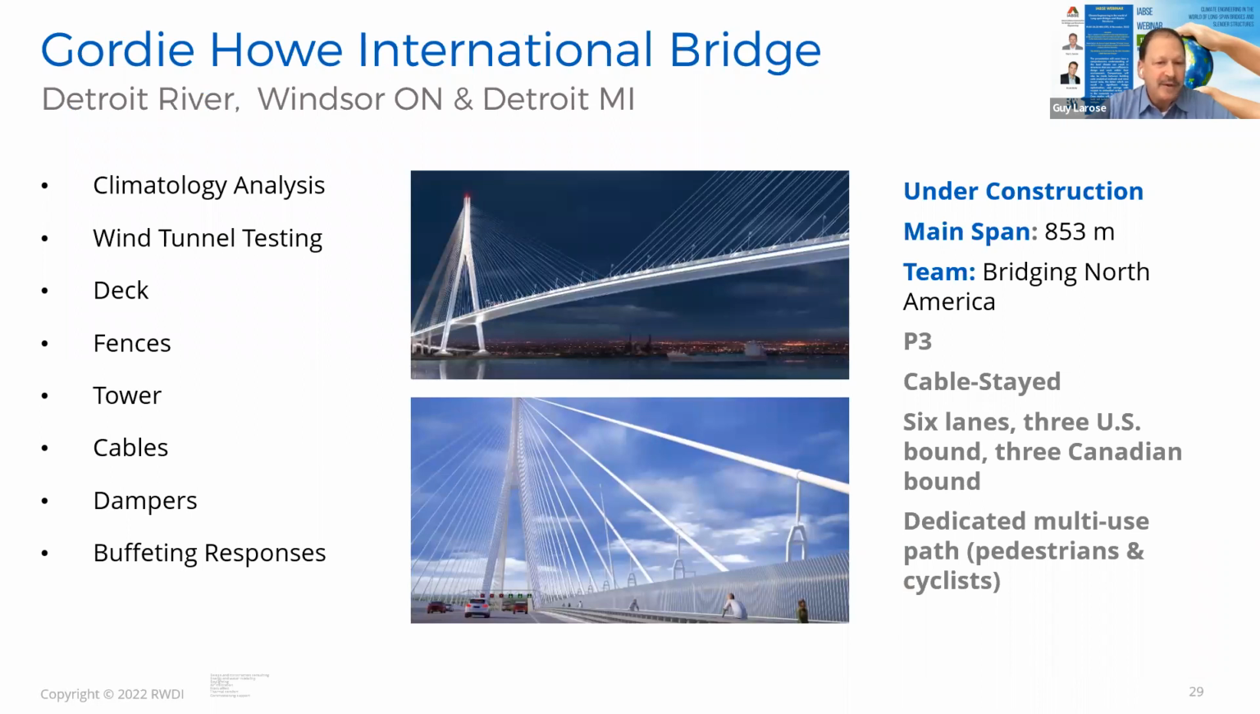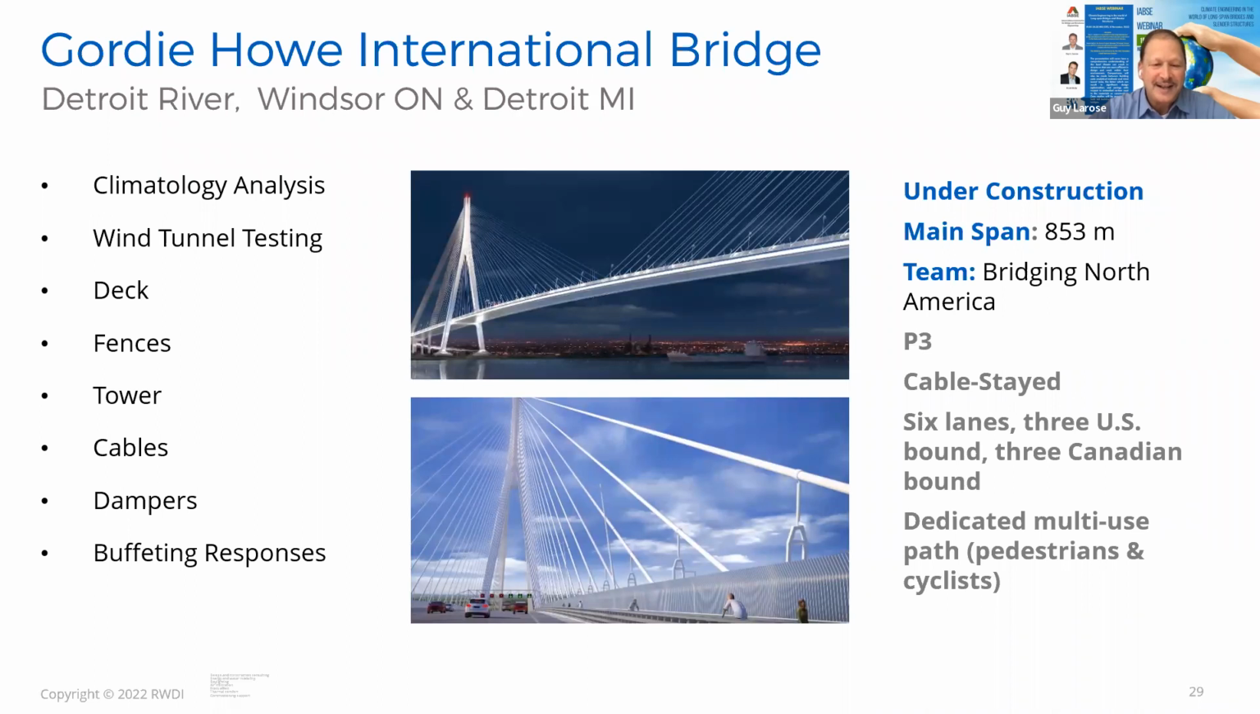The other example I would like to show is some artist views of the Gordie Howe International Bridge. This is a very important bridge that is being constructed right now. It is the largest cable-stayed bridge in North America, 853 meters, joining Windsor, Canada to Detroit, Michigan. This bridge has so many elements that are related to the climate, of course the wind climate, understanding where the wind comes from.